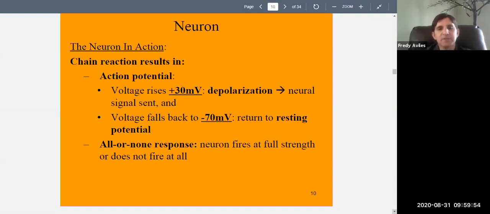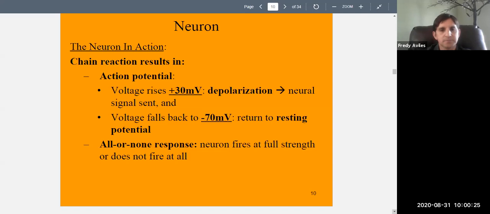So the action potential is basically the voltage rising all the way to +30, where the neuron fires, and then it falls back down to -70 so that it can fire again. That is the action potential. It's basically the rise of the voltage from -70 to +30, and then back down to -70. That whole sequence is called an action potential. And remember, at +30, that is another magic number. That is where, when you get to that voltage, the neuron fires.